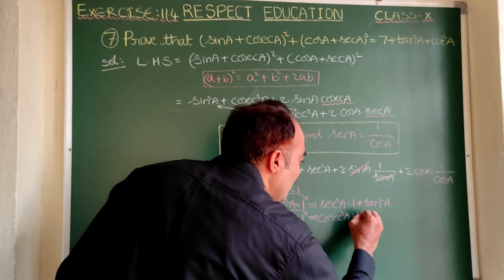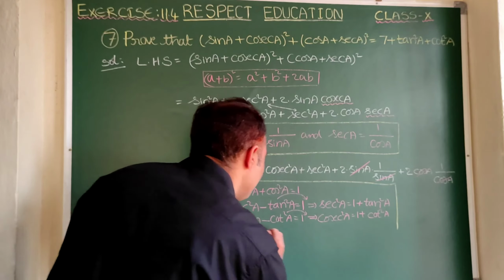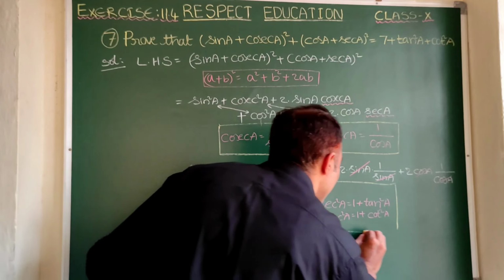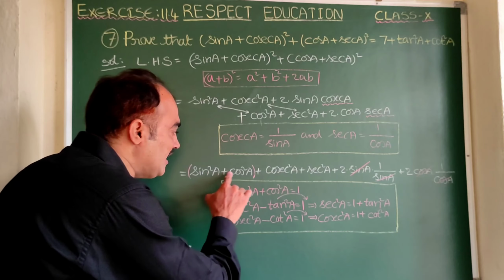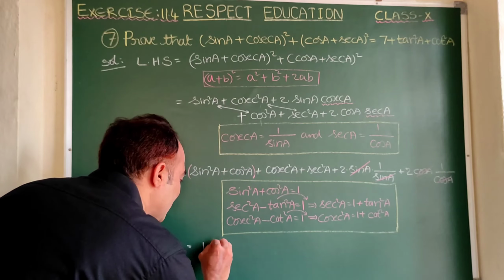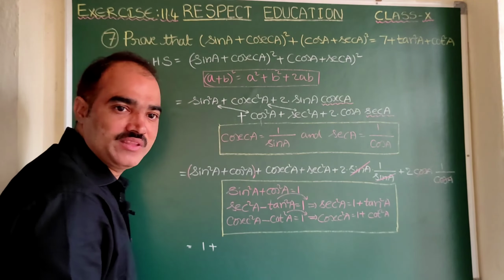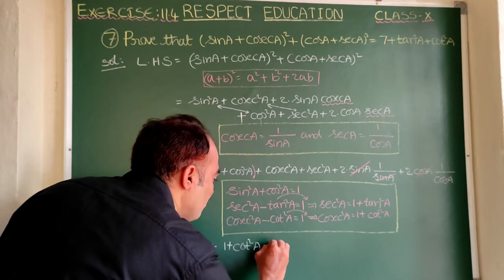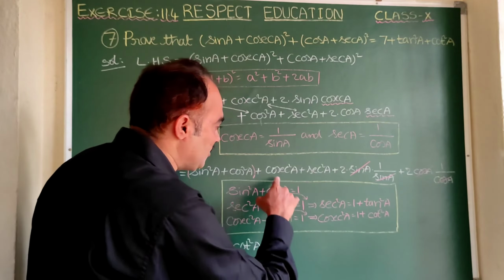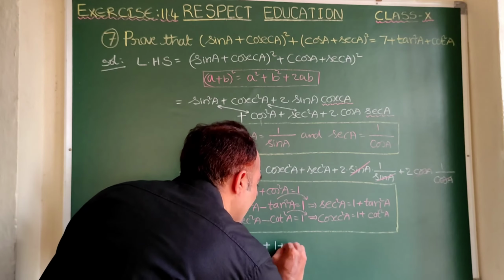Now let us substitute all the formulas. Based on this, you answer me. What is sin square a plus cos square a? 1. So this can be replaced with 1 plus. What is cosecant square a from this list? 1 plus cot square a. Plus, from these formulas, what is secant square a? 1 plus tan square a.